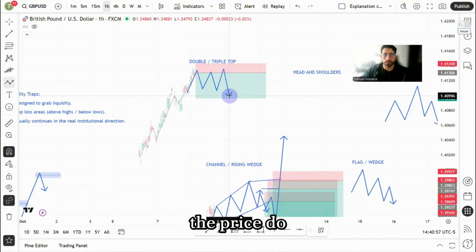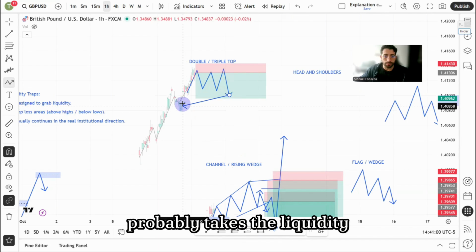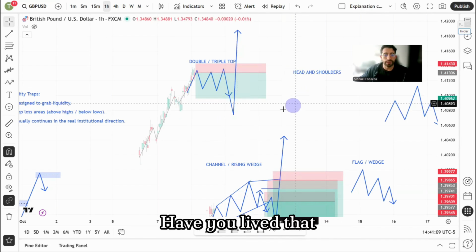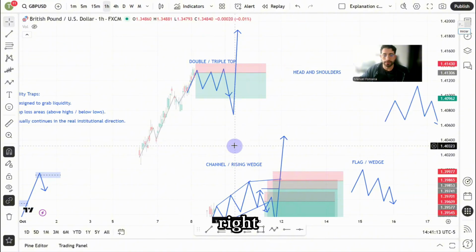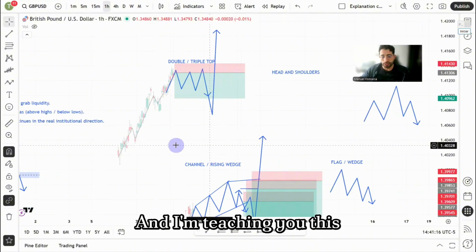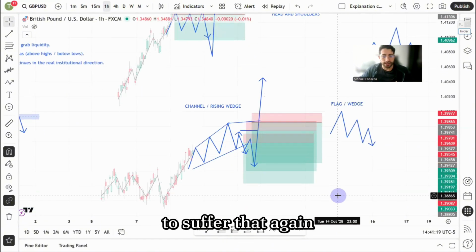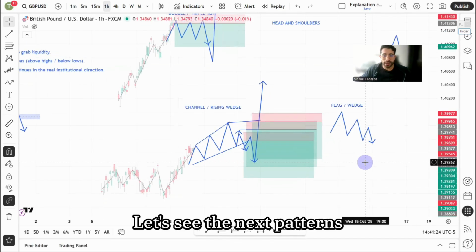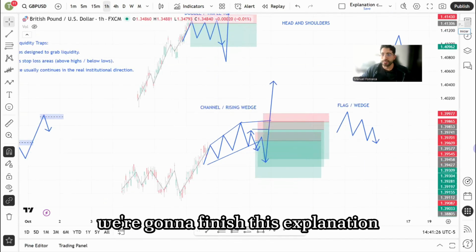And this is what the price does. Goes a little bit down, probably takes the liquidity of this low I just drew here, and keeps pushing up, right? Have you lived that type of situation? Maybe, right? I have lived that. And I'm teaching you this just for you not to suffer that again, right? All right, let's see the next patterns, and with that, we're gonna finish this explanation.